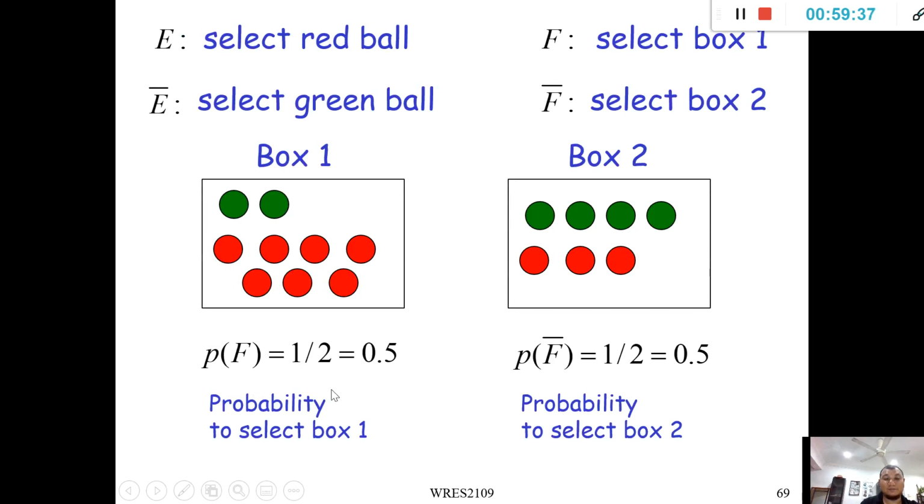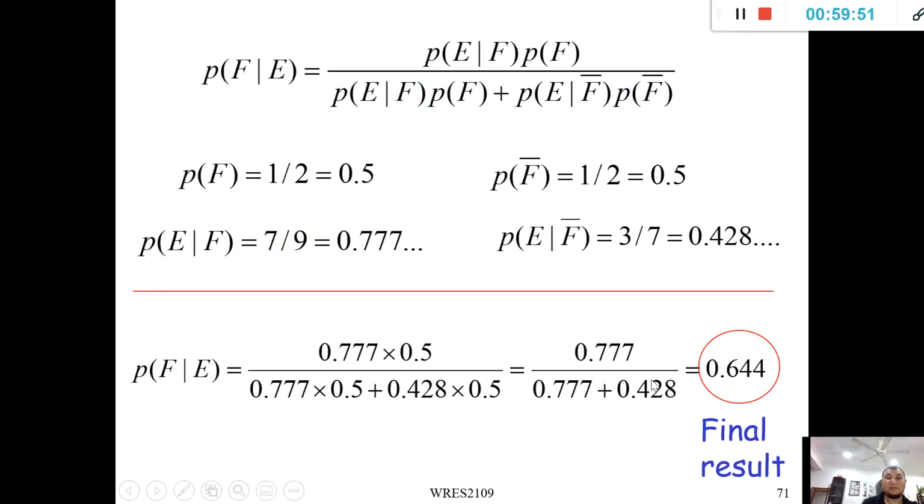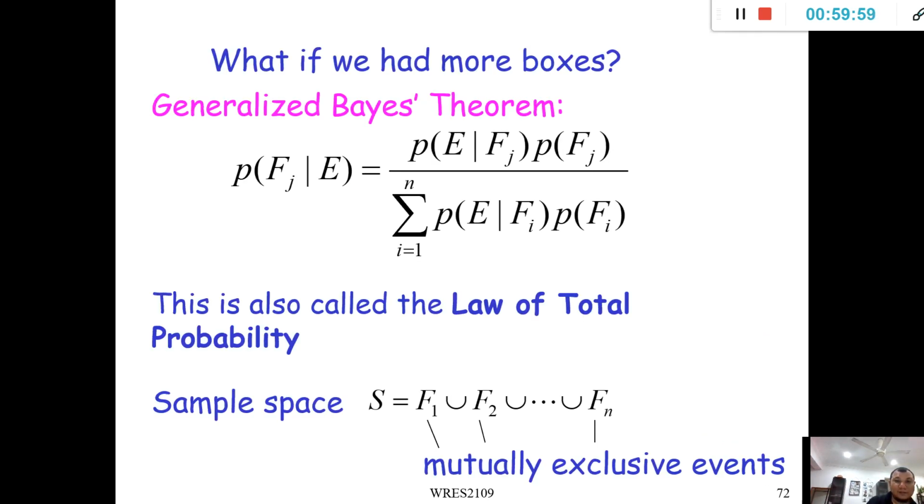P(F) is 1 over 2, 0.5, the probability to select box 1. P(F complement) is 0.5 as well. Then P(E given F) is 7 over 9. For box 2, it is 3 over 7. Then you just use the formula you have there, and you get 0.644. If you have more boxes, you can also use the law of total probability.